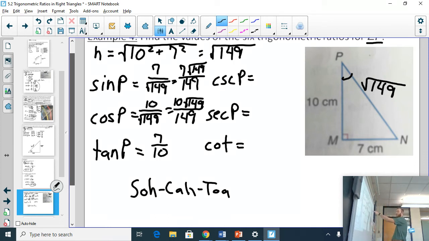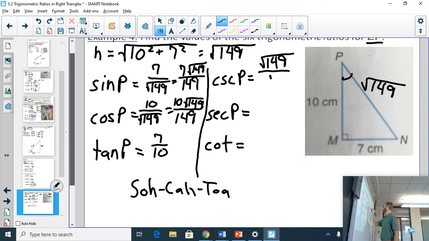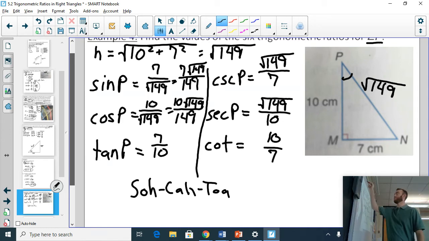And then for these, remember, now we can just flip these other ones, right? So cosecant is just a reciprocal, or we can just flip. So sine, we already have, we can just flip this: 7 and square root of 149, so square root of 149 over 7. Same thing here, we can just flip them. So it'll be the square root of 149 all over 10, that is secant. And then the cotangent is just going to be 10 sevenths. And those ones are pretty simple.